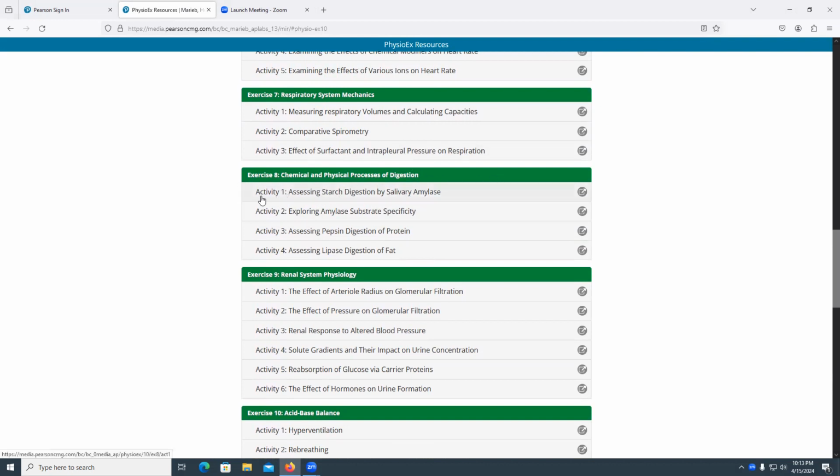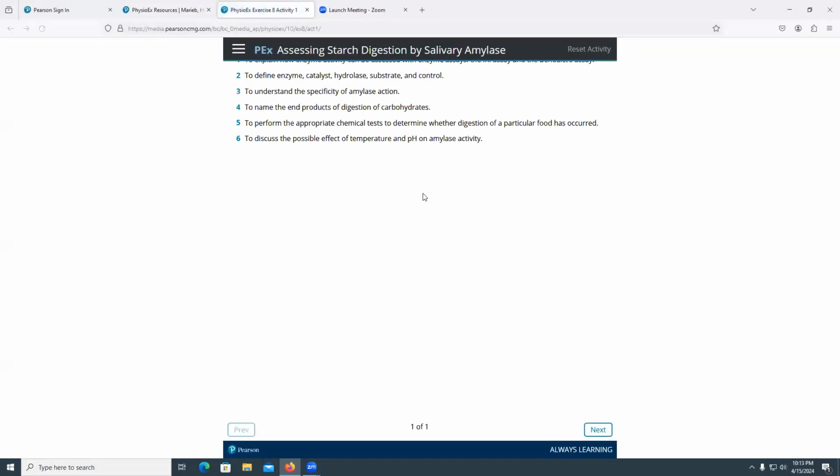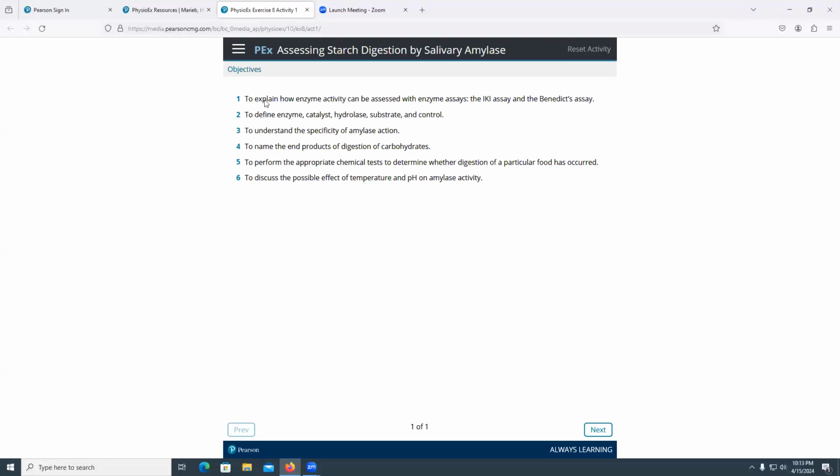We're going to be doing activity 1 of exercise 8, which is assessing starch digestion by salivary amylase. So the objectives are to explain how enzyme activity can be assessed with enzyme assays, mainly the IKI assay and the Benedict assay. So what's an assay?